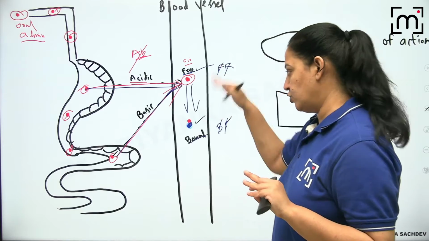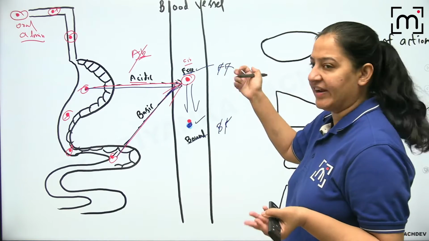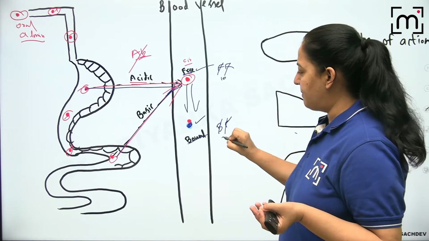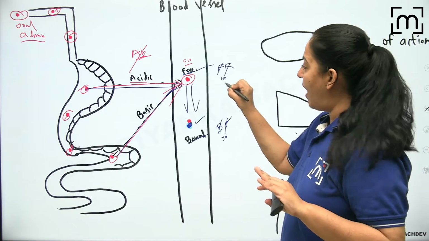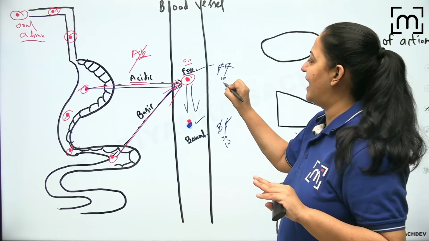Now out of the two, how much will be free? Whether free is 10% and bound is 90%, or whether bound is 10% and free is 90%.